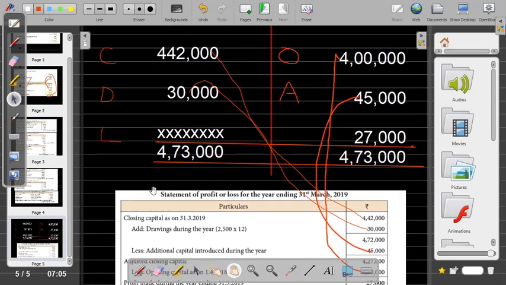When you balance it, you have to first find the heavier total. As usual, you balance it, isn't it? So here you have 4,73,000. Here you have 4,45,000. So the difference is 27,000. Now it is not coming on the left side representing loss. So it's on the right side, it is a profit. The amount is 27,000, which is a profit.